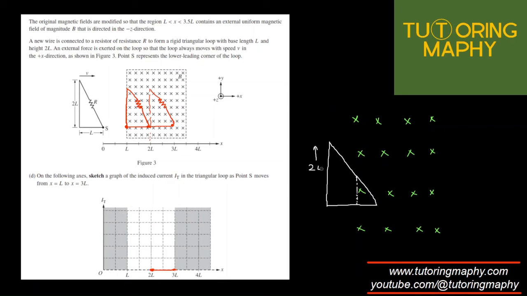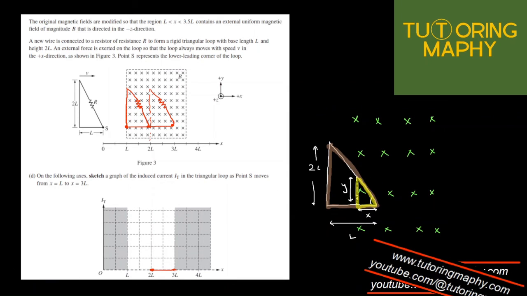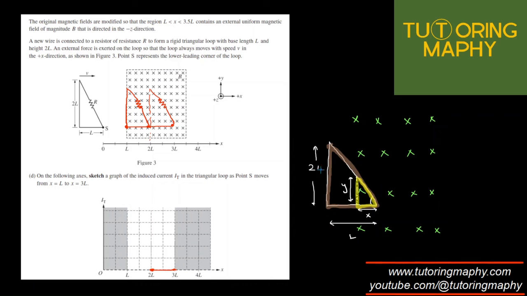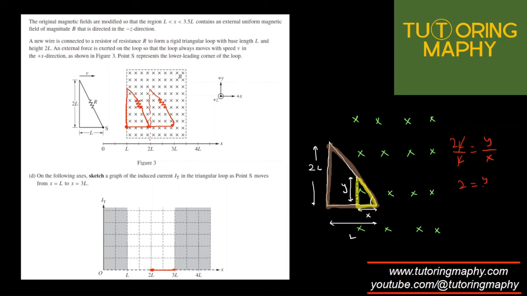I know that this is 2L and this is L. Let's say the loop has entered a distance of X, which makes sense, but we don't know this height Y. But it's easy, right? These are similar triangles, the bigger one and the smaller one. What happens with similar triangles? The ratio of the corresponding sides is equal. So 2L over L should be equal to Y over X. L and L cancel, so 2 is equal to Y over X. So Y is equal to 2X.